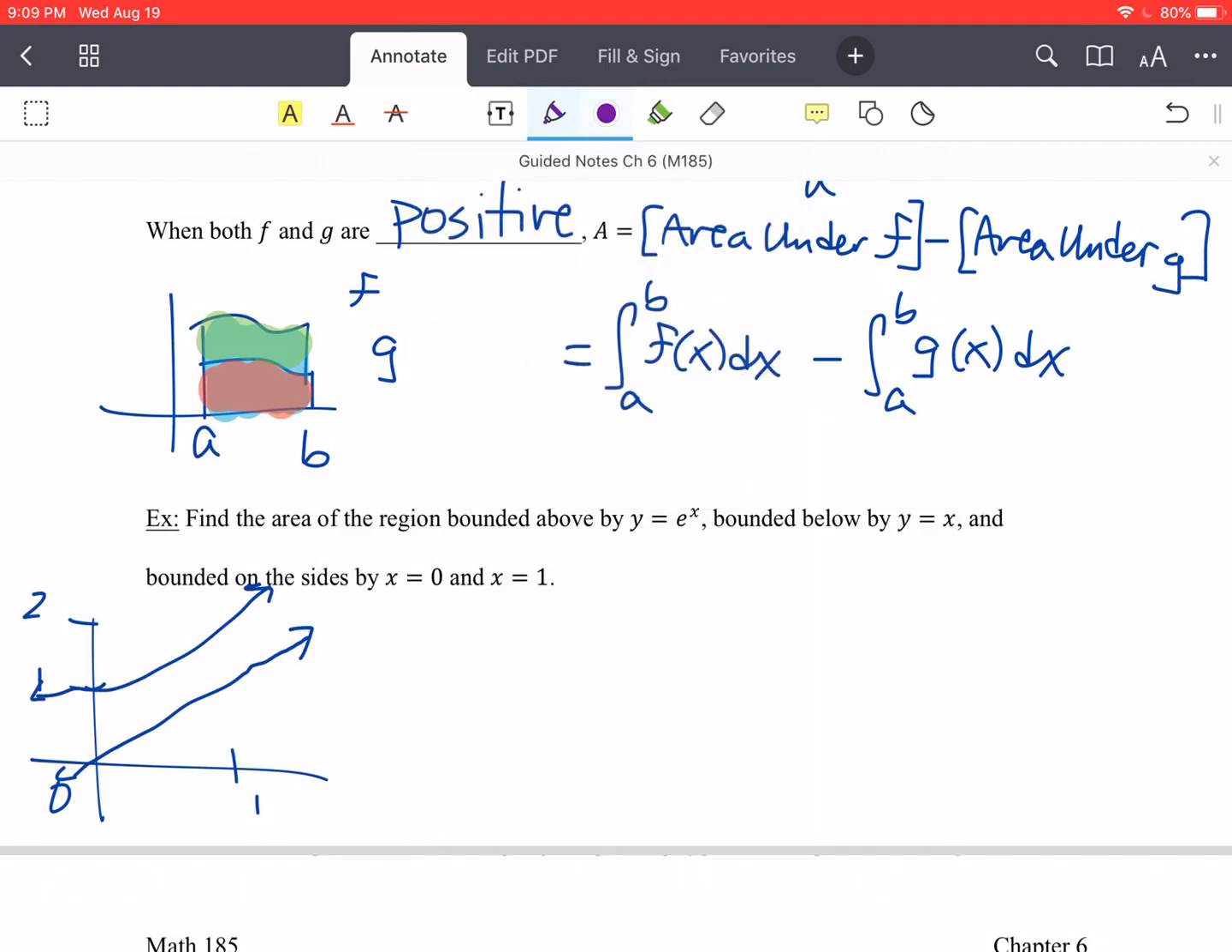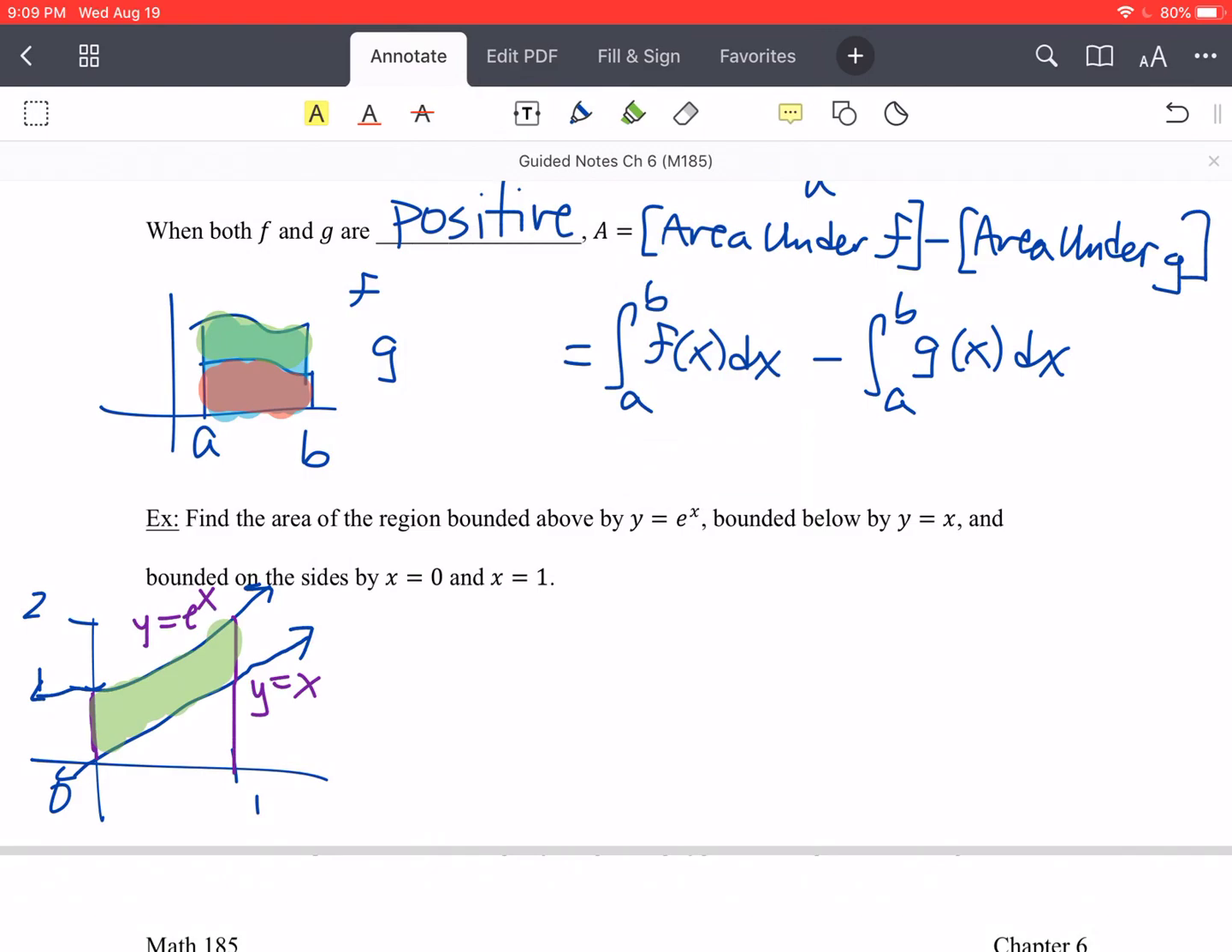So we're bounding an area from x equals 0 to x equals 1, bounded below by y equals x, bounded above by y equals e to the x. So that is going to be this region right here. And you don't have to be able to draw it necessarily. Being able to draw these curves can be helpful. You can also use technology to do it, but just having a rough idea of what's going on with the graphs is never a bad thing.